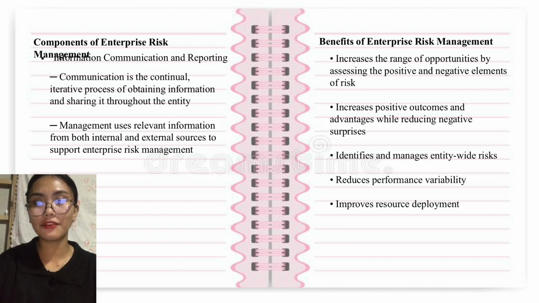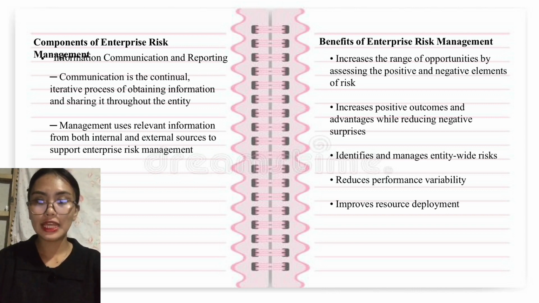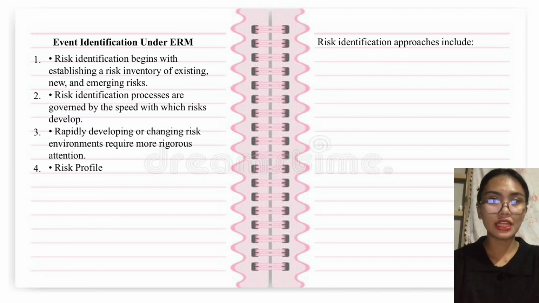Next is to identify and manage entity-wide risk. So identify and control the risk of the organization. Next is it reduces performance variability, lowering the unpredictability of the performance. And last is improved resource deployment, which enhances resource allocation.